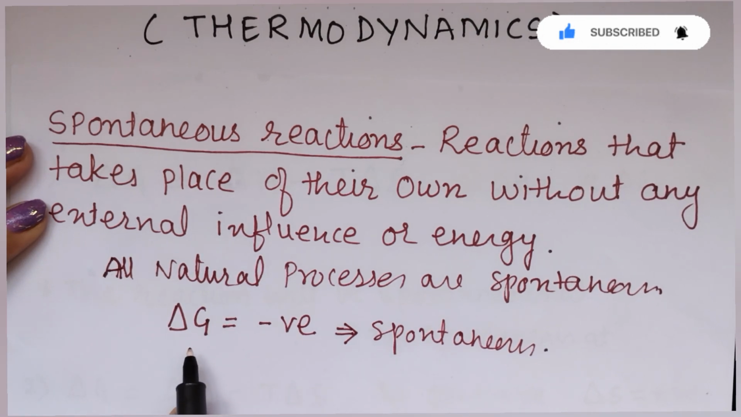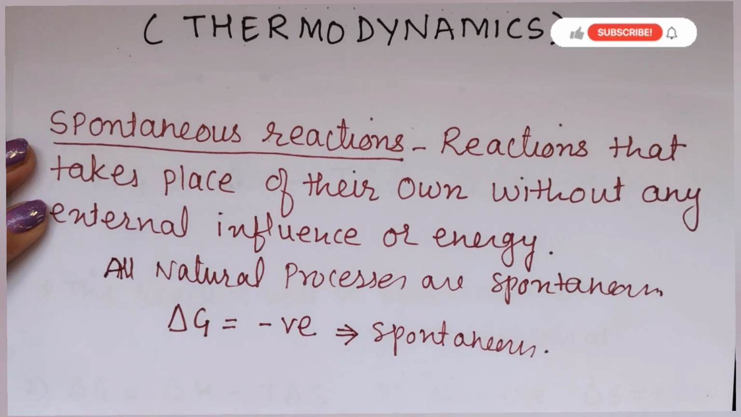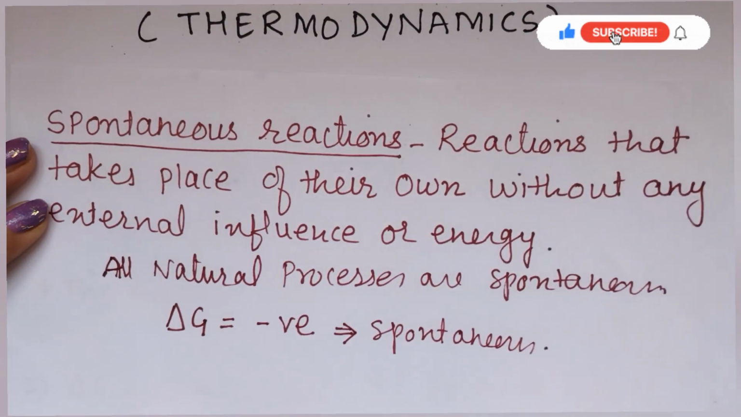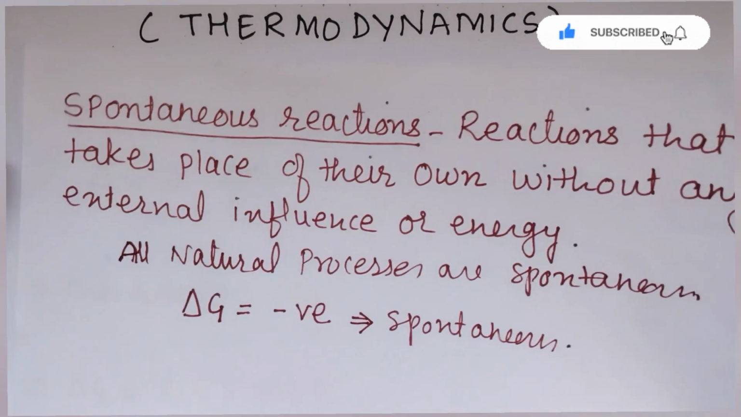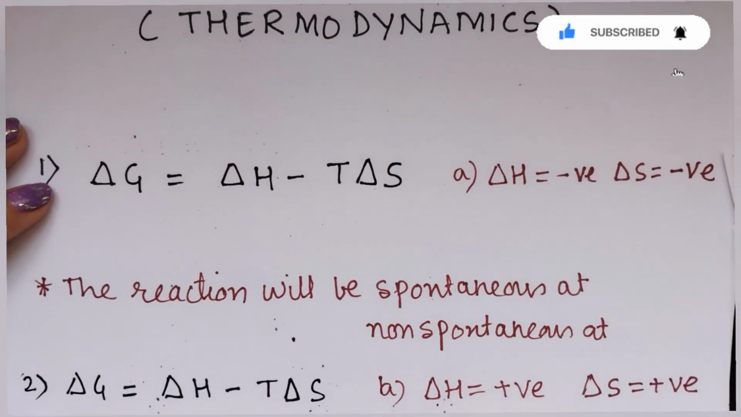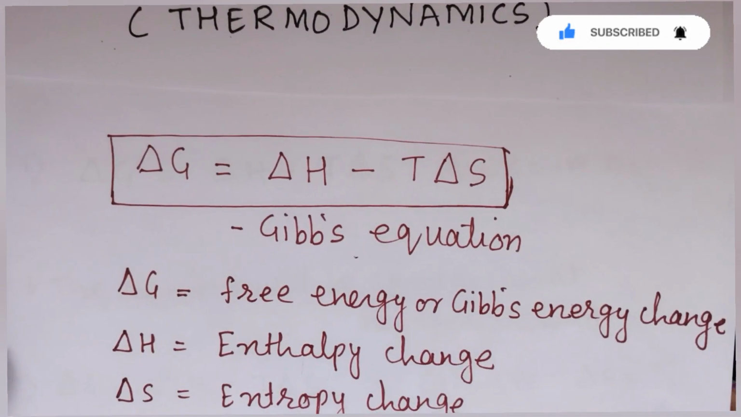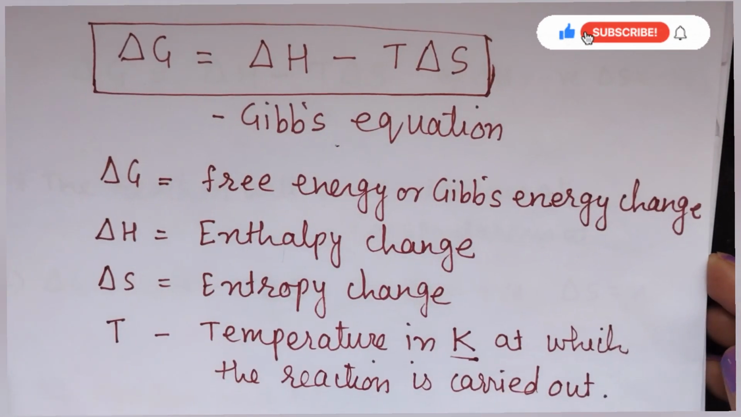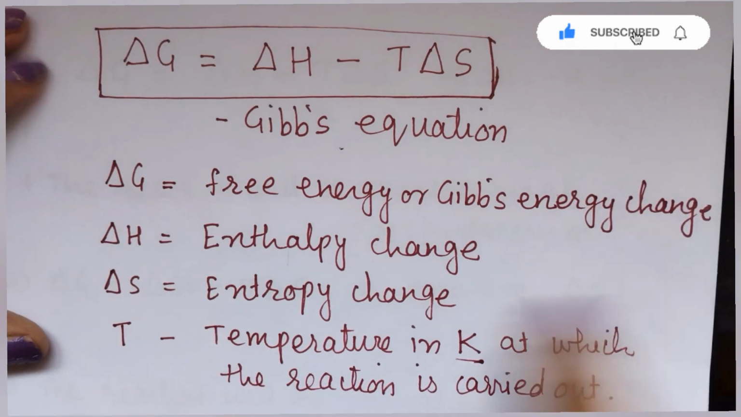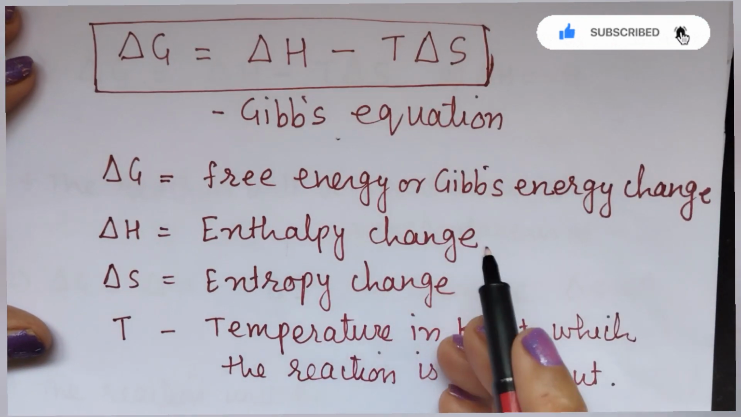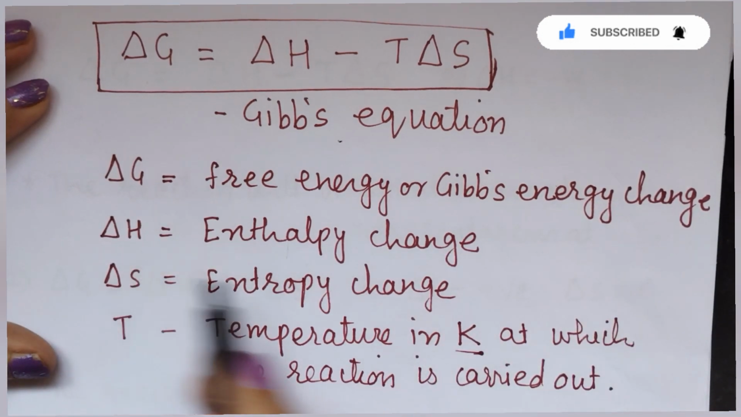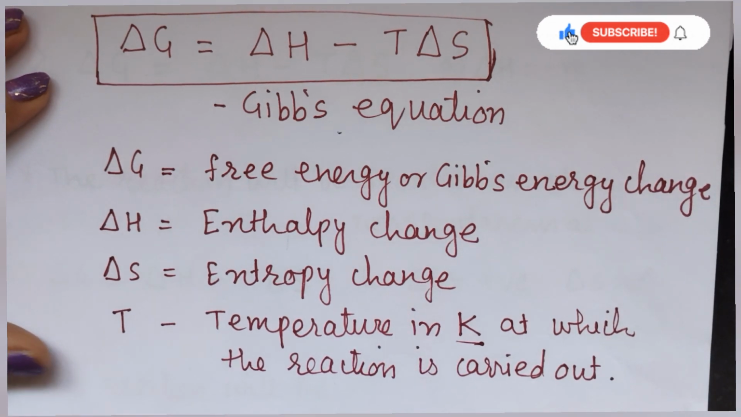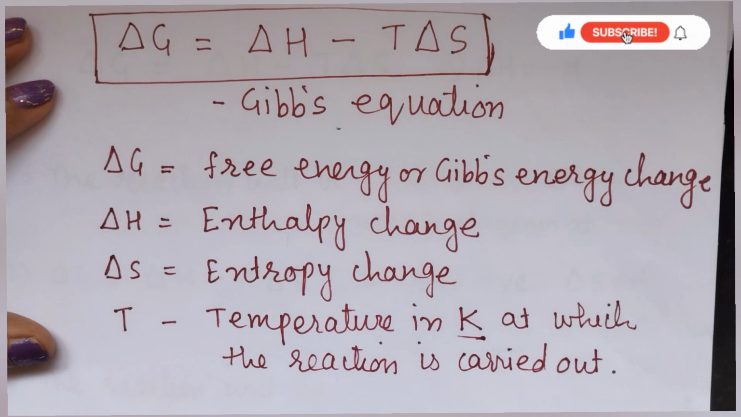To understand how to calculate this delta G, let us take help of the Gibbs equation. Now what is the Gibbs equation, students? Gibbs equation is delta G is equal to delta H minus T delta S. This is the equation which is also called the Gibbs-Helmholtz equation. Let us understand the terms involved in the Gibbs equation. Delta G is the free energy or Gibbs energy change. Delta H is the enthalpy change, delta S is the entropy change, and T is the temperature in Kelvin at which the reaction is carried out.